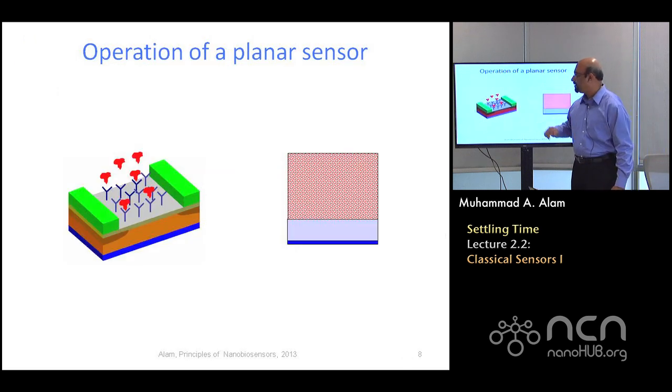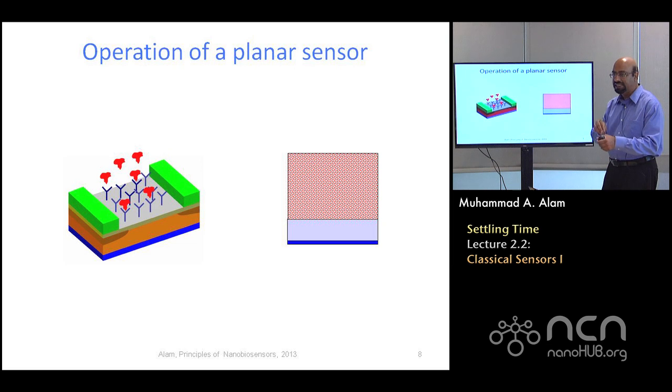Consider a planar sensor, and these two green things are, let's say, source and drain, and the surface is planar. The Y-shaped capture molecules are there, and the red molecules are getting captured. This is a sticky sensor surface. Every time a red molecule lands on the sensor surface, it is immediately caught. Now here is a side view. All the molecules are shown in here, and the sensor surface is on the bottom.